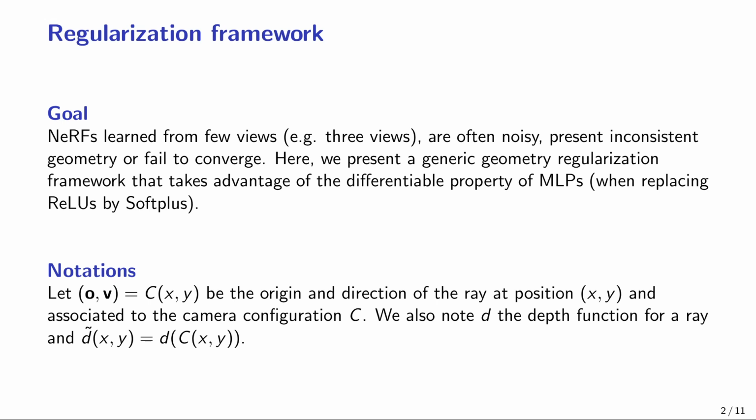In the following, we denote by bold O and bold V the origin and direction of the ray at position X and Y and associated to the camera configuration C. We also denote by D the depth function for a given ray. D tilde corresponds to the same depth function but indexed by pixel position instead.